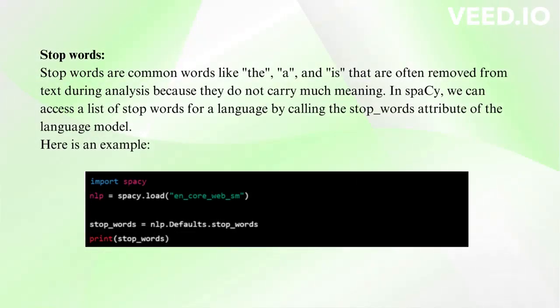Now, stop words. Stop words are common words like the, a, and is that are often removed from text during analysis because they do not carry much meaning. In spaCy, we can access a list of stop words for a language by calling the stop words attribute of the language model.